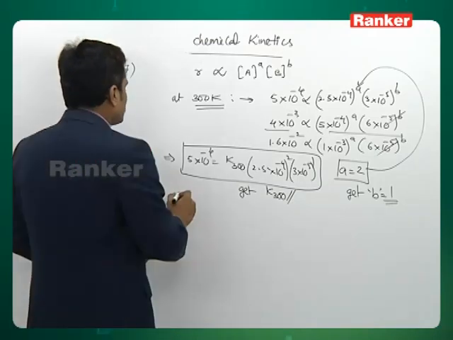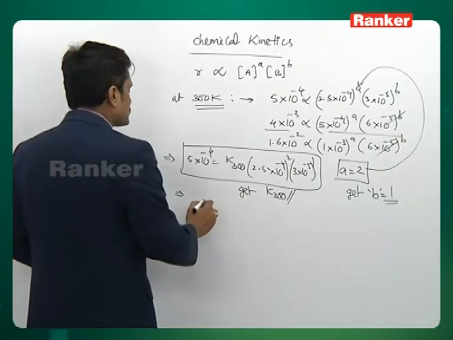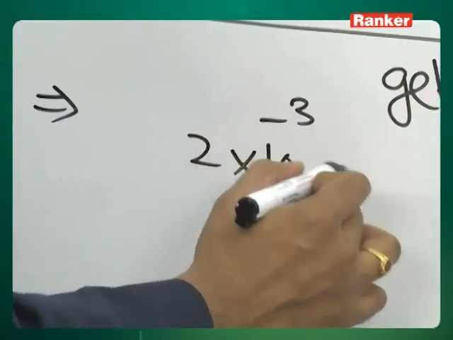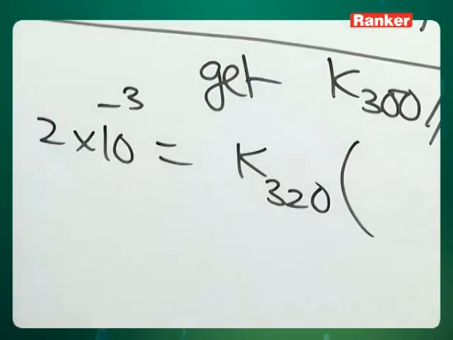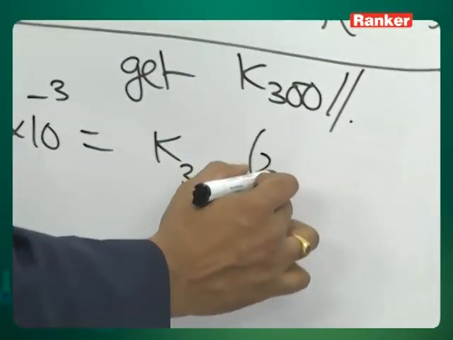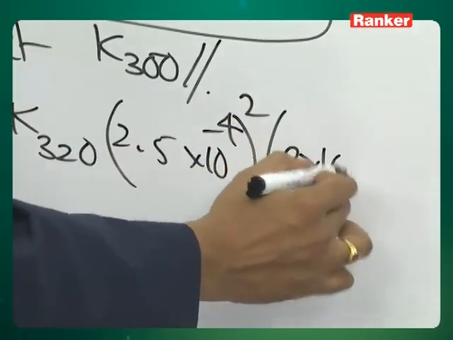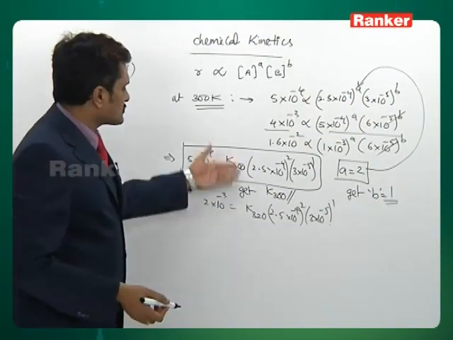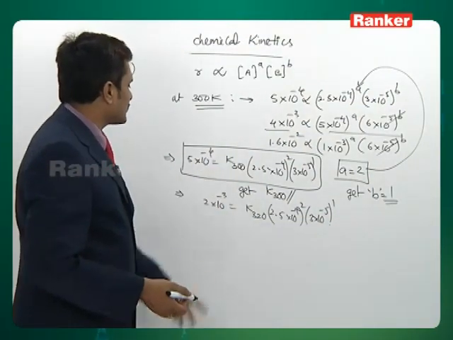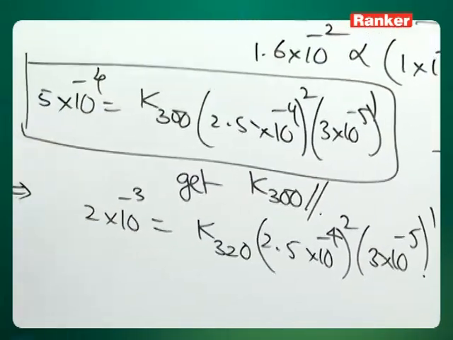And also you have to find the rate constant at 320, because you are given the rate at 320 as 2 into 10 to the power minus 3, which is equal to k times 2.5 into 10 to the power minus 4 whole power 2, 3 into 10 to the power minus 5 whole power 1, or else you can directly find the ratio of the two. The ratio clearly indicates that k320 by k300 is equal to 2 into 10 to the power minus 3 by 5 into 10 to the power minus 4.